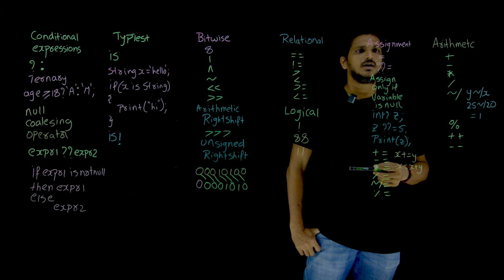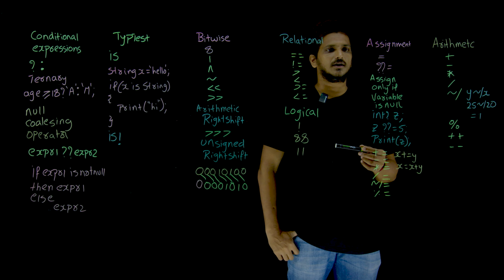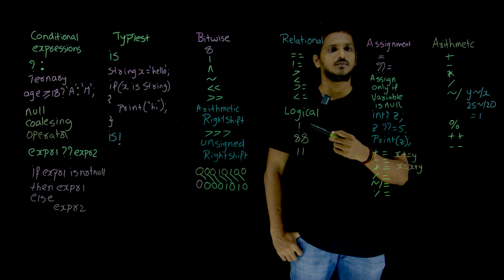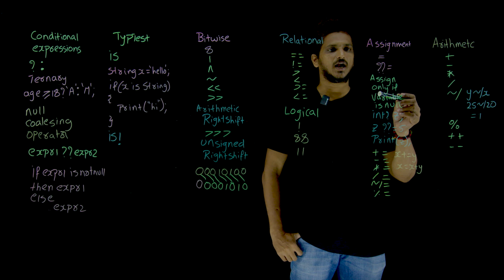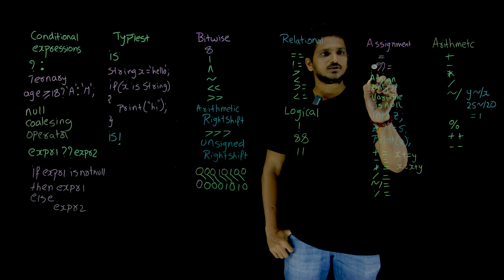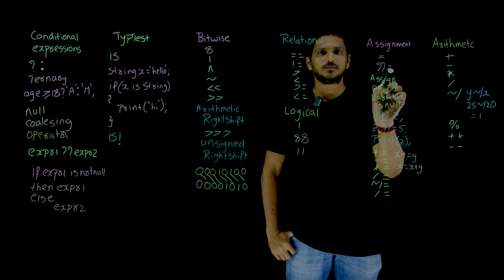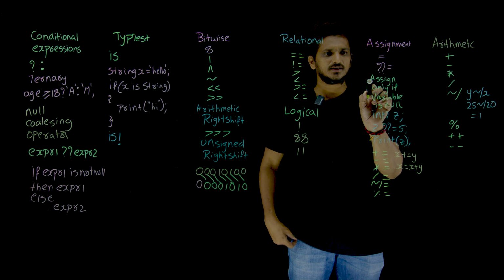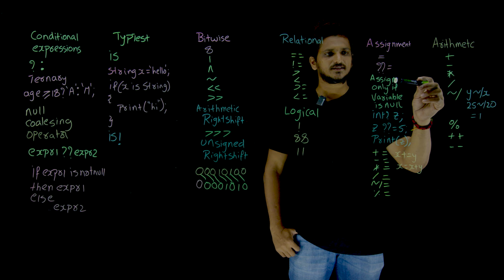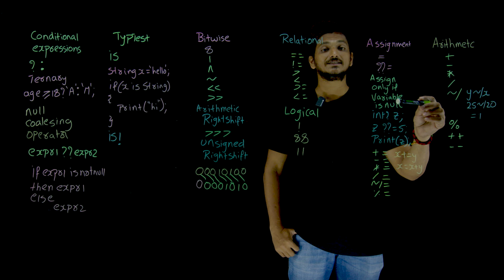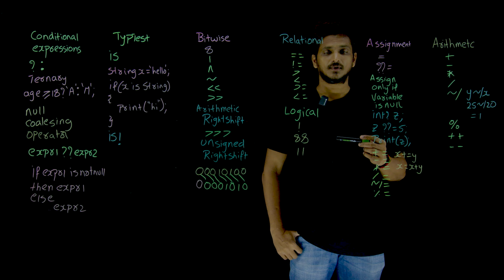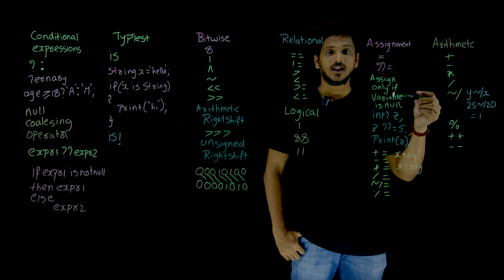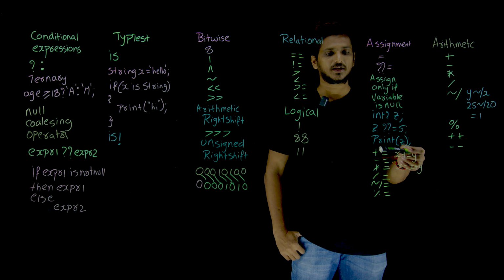Coming to assignment operators. See, what's the new assignment? The equal to operator is available in all the programming languages. And the next one is question mark equal to, which means this is null accepting. See how this works: assign only if the variable is null. You have to assign a value only if the variable is null. With an example, you will get a better understanding.